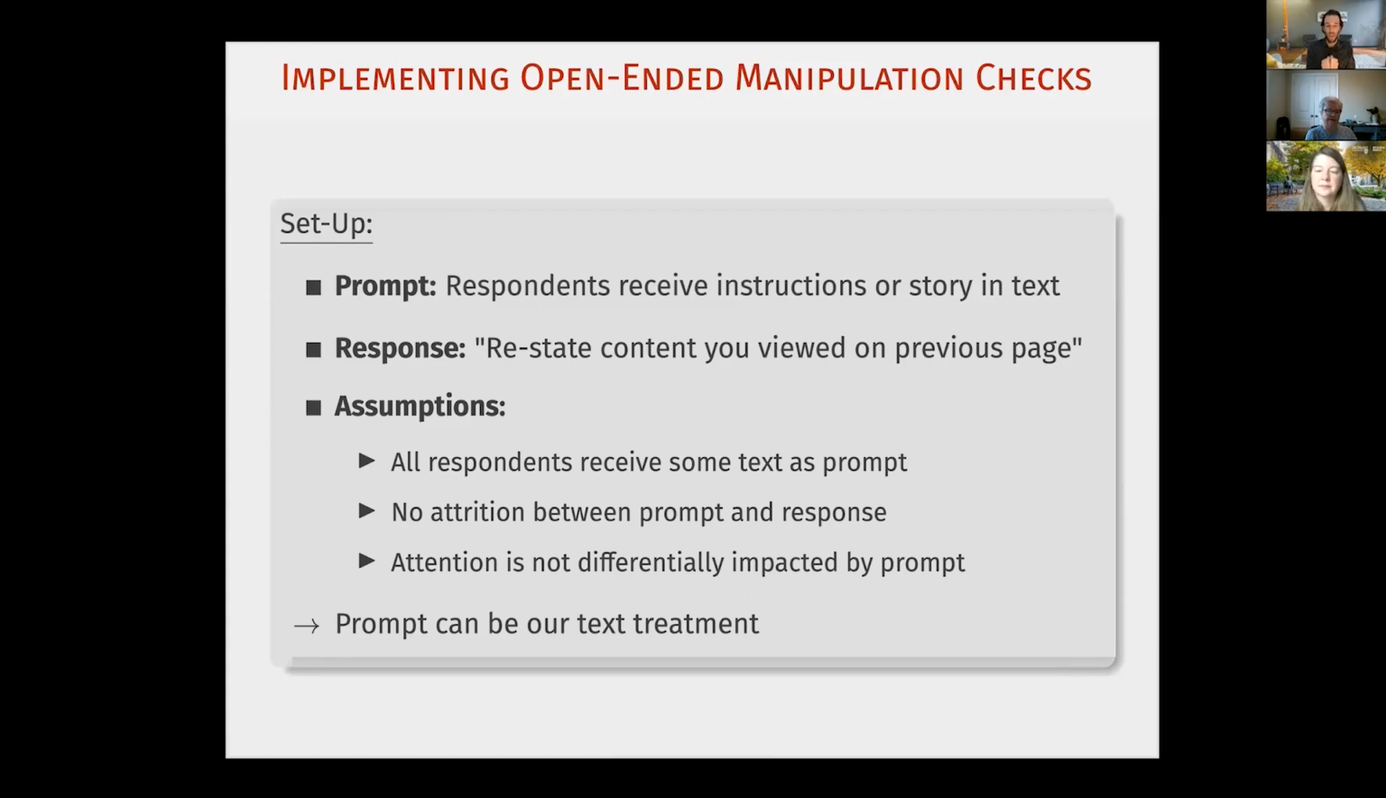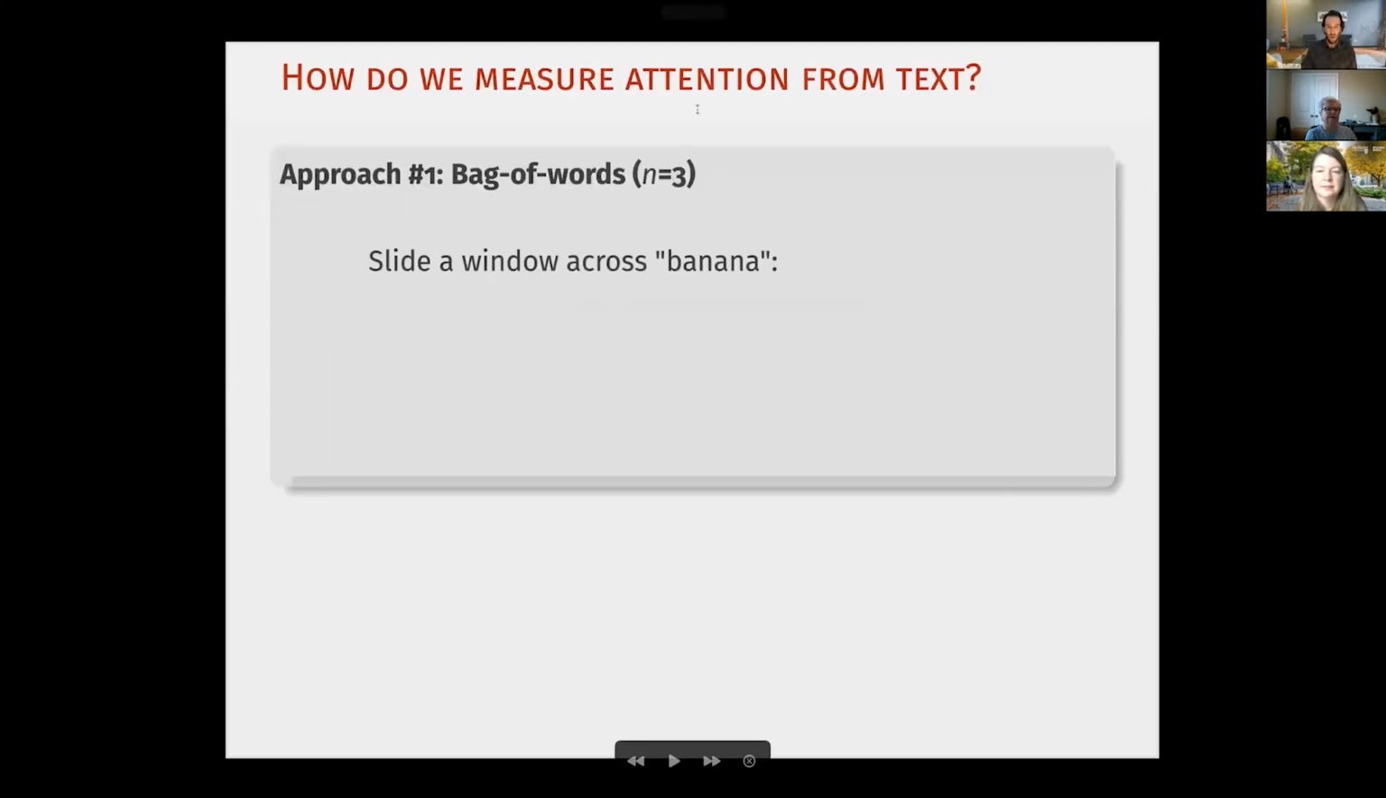And that's really nice because we can see how closely people are being attentive to the thing we care about, what we're manipulating, and how attentiveness may differentially impact our outcome. Okay, so now that we have our setup, we need to figure out how we are going to measure attention from text. There are a couple of ways that I recommend doing this.